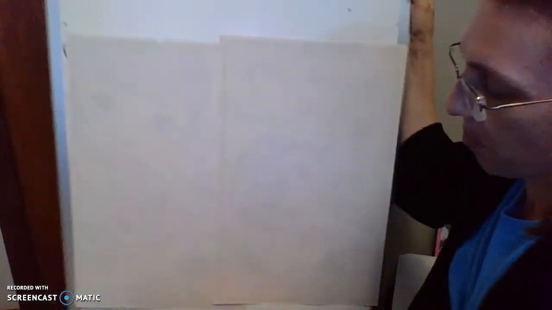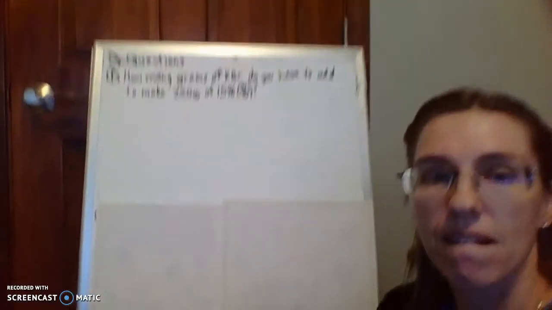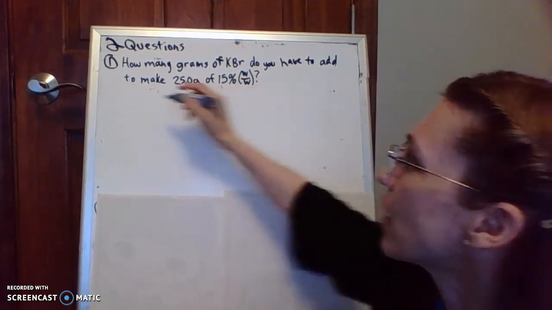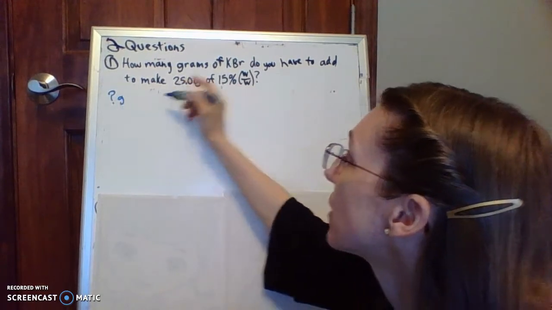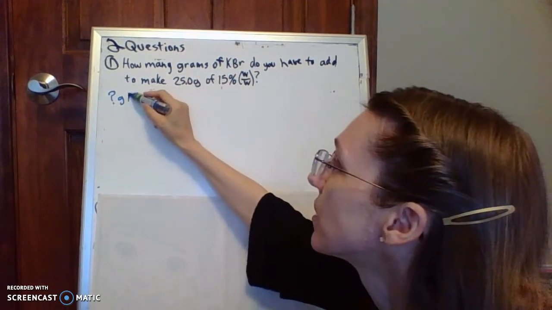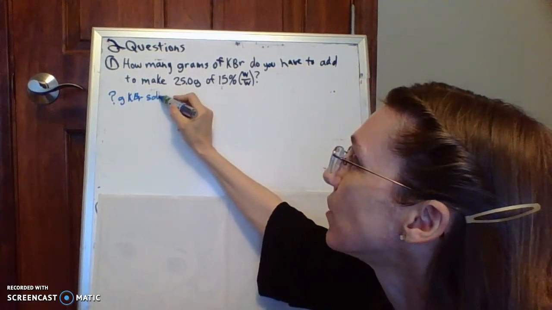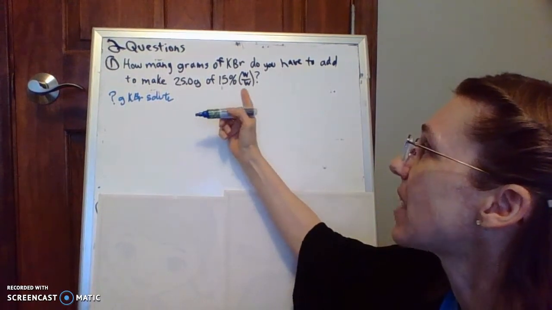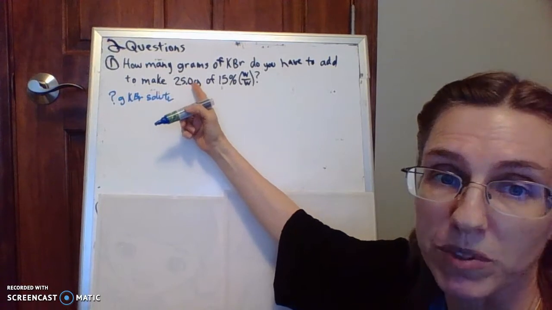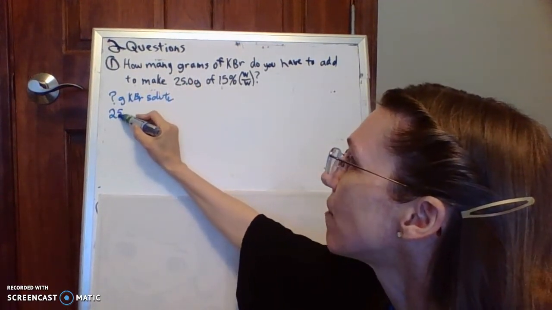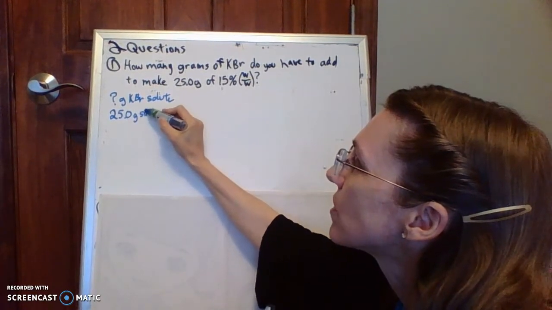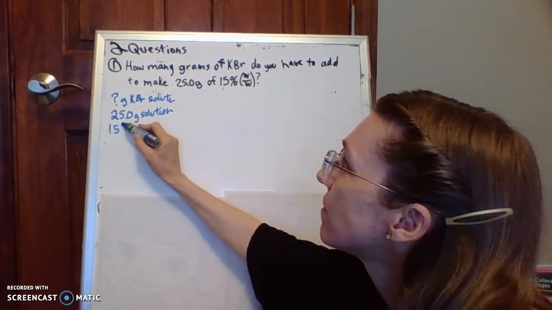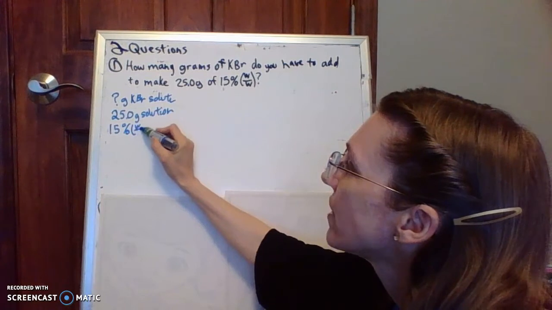Let's try another one. Here we have two separate questions. The first question reads, how many grams of our KBr, and our KBr is our solute. It's asking for how much solute do you have to add to make this many grams of that solution. So this is the grams of solution, 25.0 grams of solution. Now the solution happens to have a concentration of 15% weight to weight.